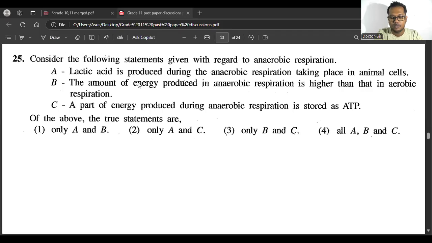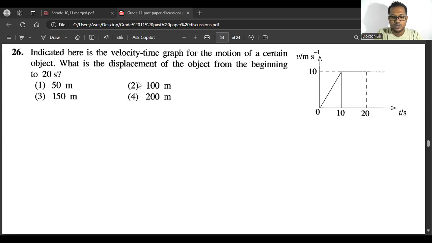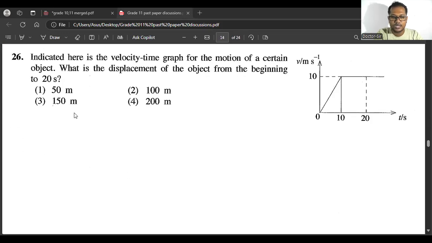So I will share the screen and we finish this question. Question number 26. Try to find out the correct answers. I will give 1.5 minutes.